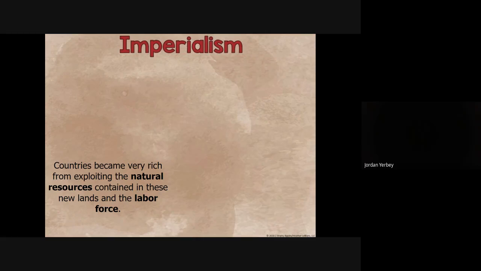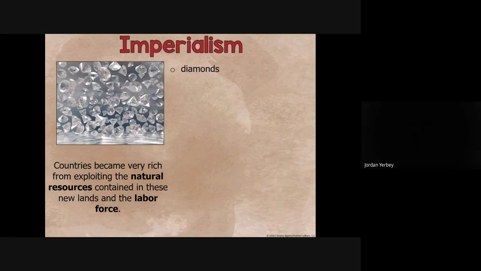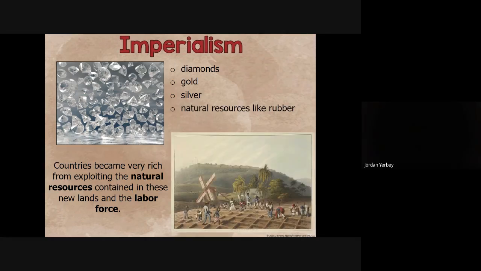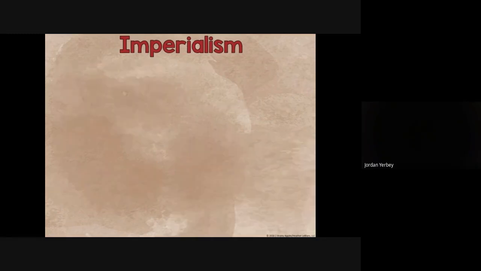Countries were becoming very rich from exploiting their natural resources. We talked about this last week or the last couple of weeks in the last chapter. But these natural resources contained in these new lands and the labor force there. Things like diamonds, gold, silver, natural resources like rubber, we talked about in Africa. All these places led to more money. And so the more wealth that could be gained, the more colonies you wanted to gain.